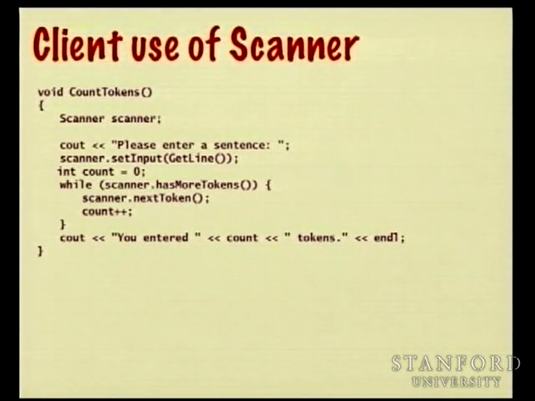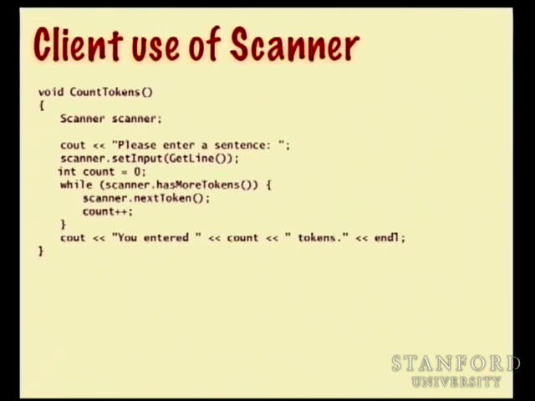So a little bit of scanner code, showing the most common access pattern. You declare the scanner. At this point, the scanner is empty, has no contents to scan. Before I start pulling stuff out of it, I'm typically going to call setInput on it, passing some string. In this case, the string I'm passing is the one that was entered by the user using getLine.